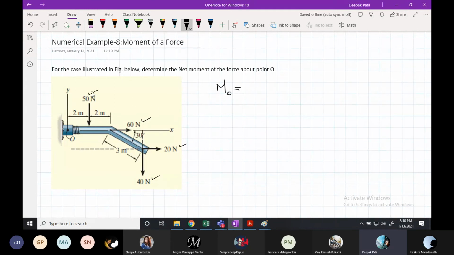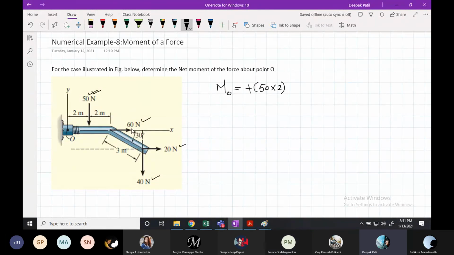Now let me find out because of 50 newtons first. What will be the moment at O because of 50 newtons? 50 into 2, yes, perfect. Whether it is causing clockwise or anti-clockwise? Clockwise. Yes, clockwise, 50 into 2.